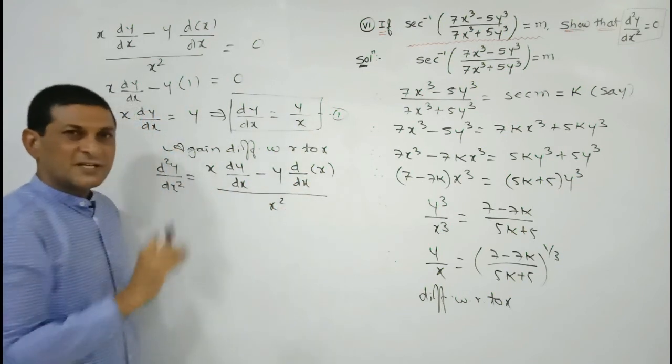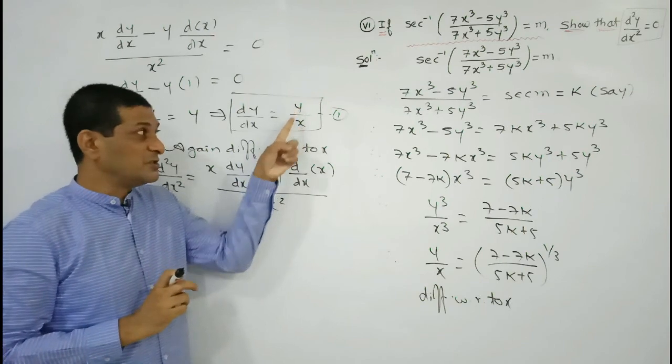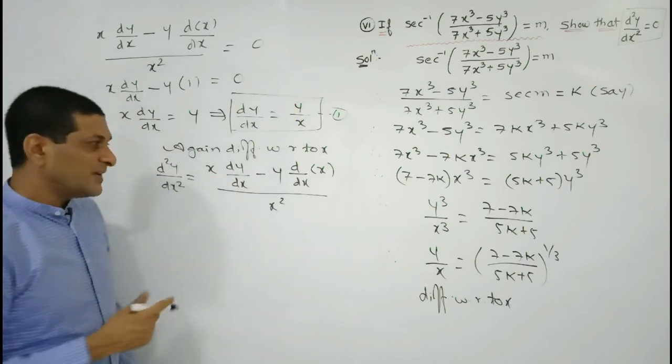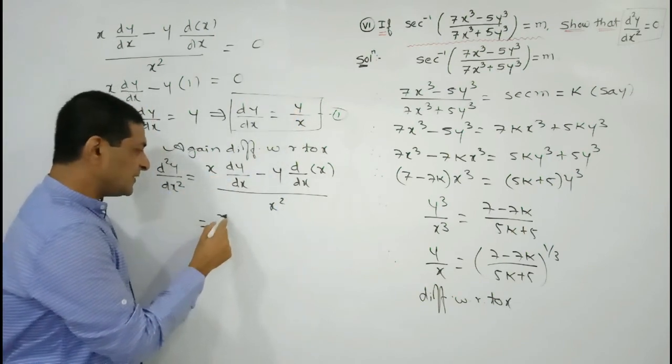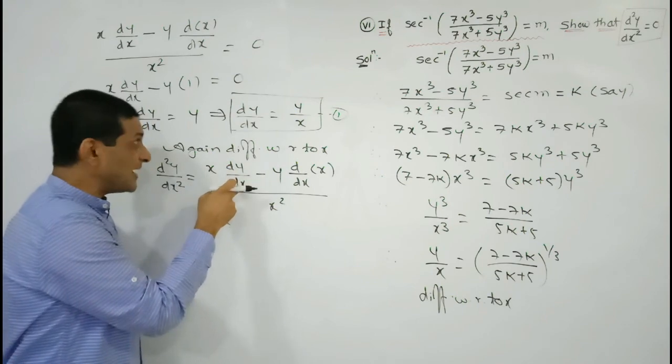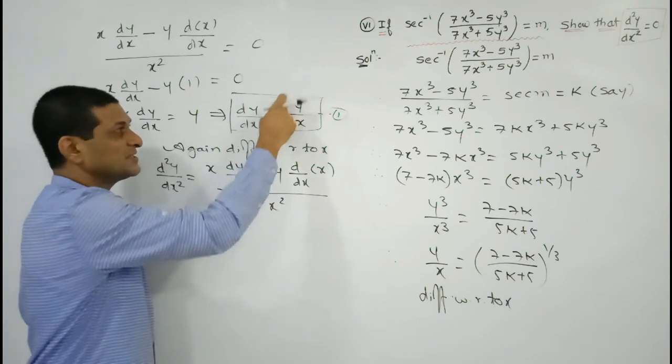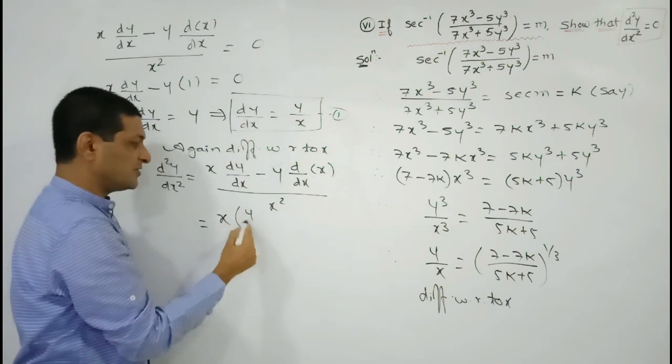We have just substituted the values in the quotient rule. This is u and this is v. Okay, now let us simplify it. x, keep it as it is, replace dy by dx by its value. What is the value of dy by dx? Is it equal to y by x? Yes, its value is y by x.